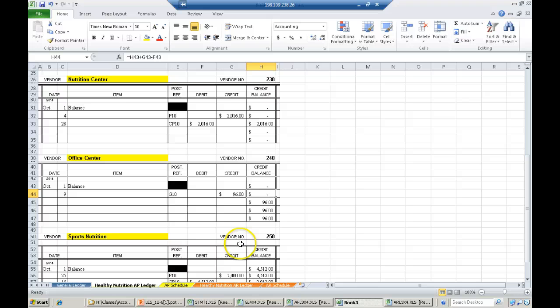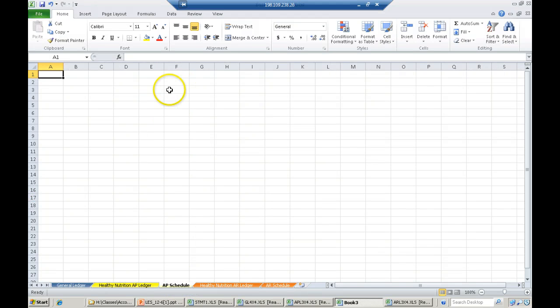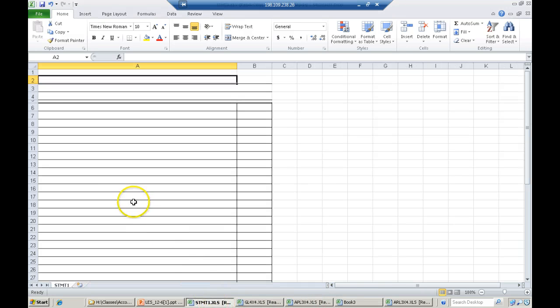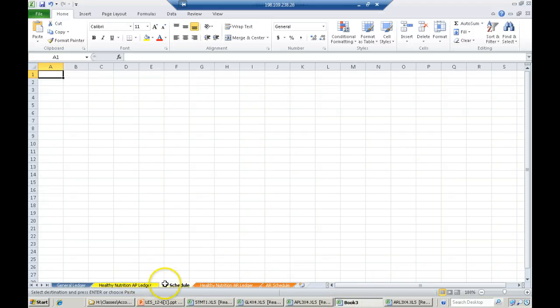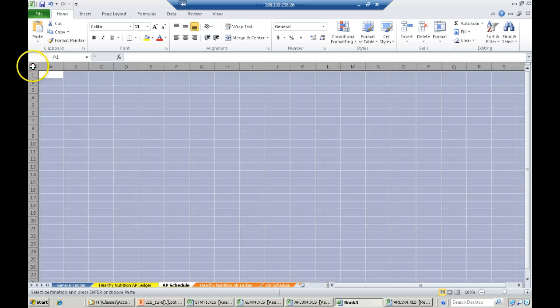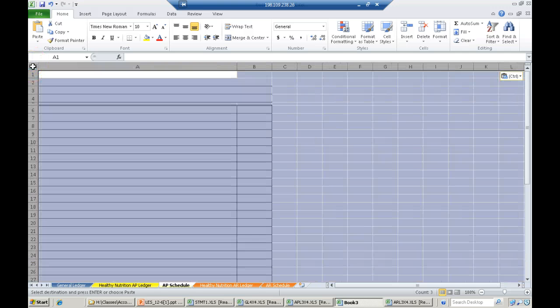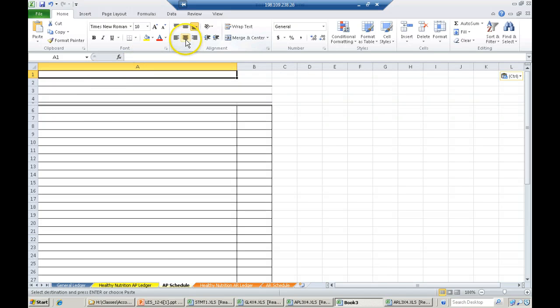Makes it real simple. Okay, so now what we're going to do is put together a schedule of accounts for our accounts payable. This is how this is going to go. First of all, you should have already had the statement file downloaded. So if we click this cell right here and hit Control-C to copy, we're going to go into our workbook. Notice we have the accounts payable schedule open. Click this cell, Control-V, paste that. We need to center this, and let's go ahead and put Healthy Nutrition, which is the name of the company we're working with.